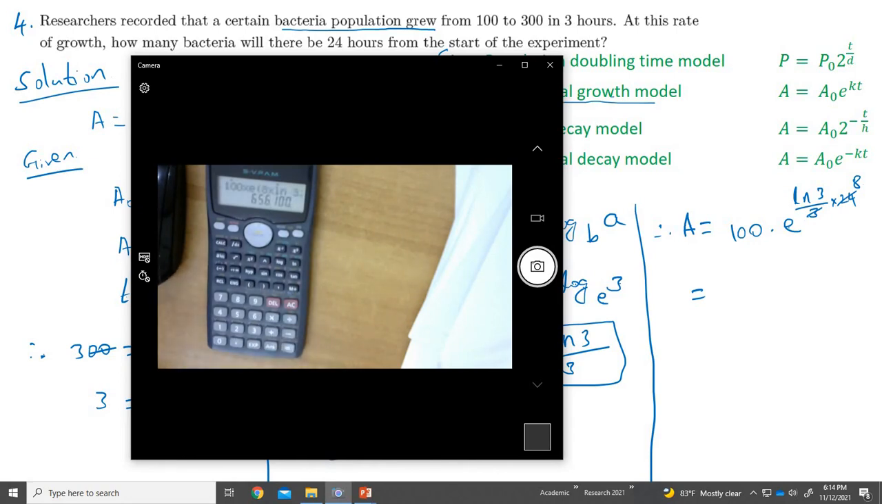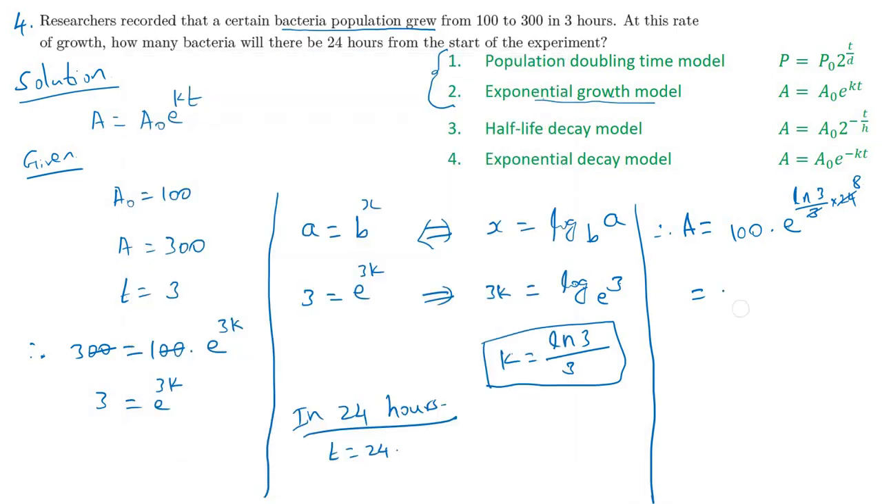Some big number is coming. Write completely: 656,100. Imagine, what is the value for A? What is the unit for A? How many bacteria? These many bacteria.